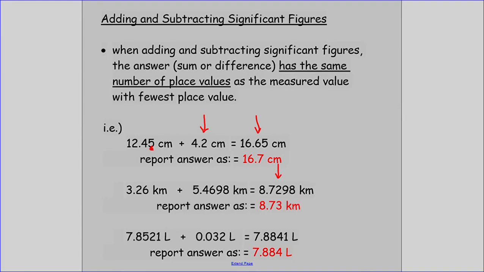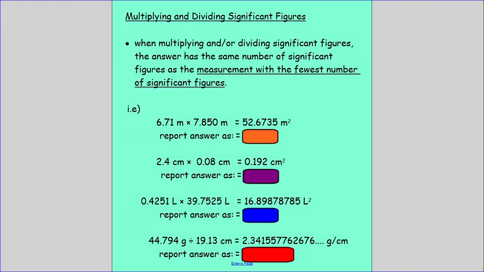So, keep going on with the next part. Addition and subtraction is just going by place value. If I take a look at multiplication and division, when multiplying and/or dividing significant figures, the answer has the same number of significant figures as the measurement with the fewest number.